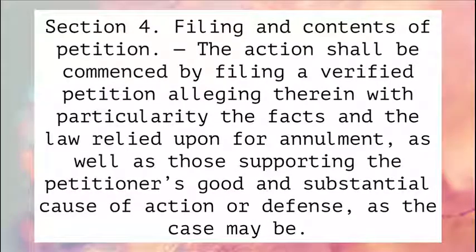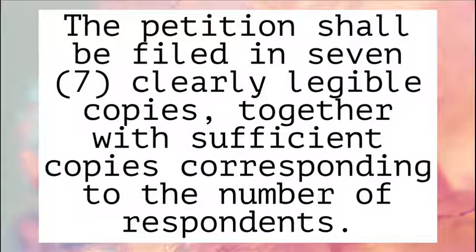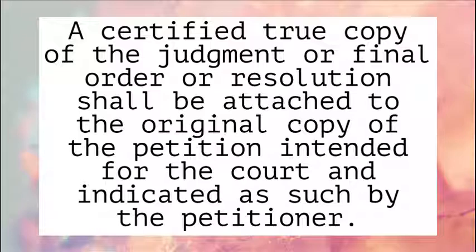Section 4. Filing and contents of petition. The action shall be commenced by filing a verified petition alleging therein with particularity the facts and the law relied upon for annulment, as well as those supporting the petitioner's good and substantial cause of action or defense, as the case may be. The petition shall be filed in 7 clearly legible copies, together with sufficient copies corresponding to the number of respondents. A certified true copy of the judgment or final order or resolution shall be attached to the original copy of the petition intended for the court and indicated as such by the petitioner.